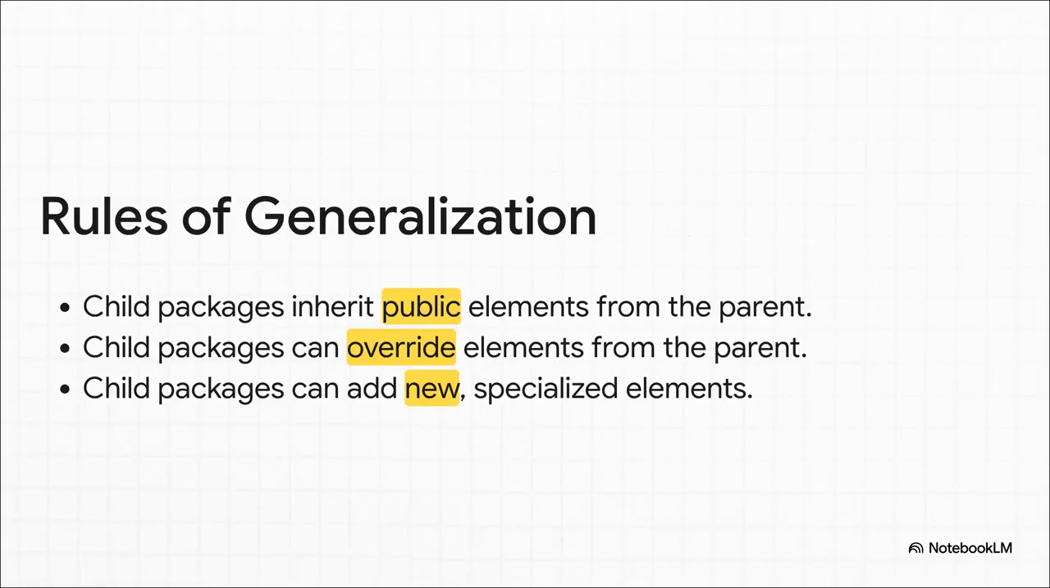And the rules for how this works are pretty direct. First, the child packages inherit all the public stuff from their parent. Second, a child can actually override elements from the parent. You can see that happening here with the item element. And third, the child packages can add their own new specialized elements, like the hotel in the hotels package and car in the car hire package. This is what lets you build really powerful and reusable structures in your architecture.